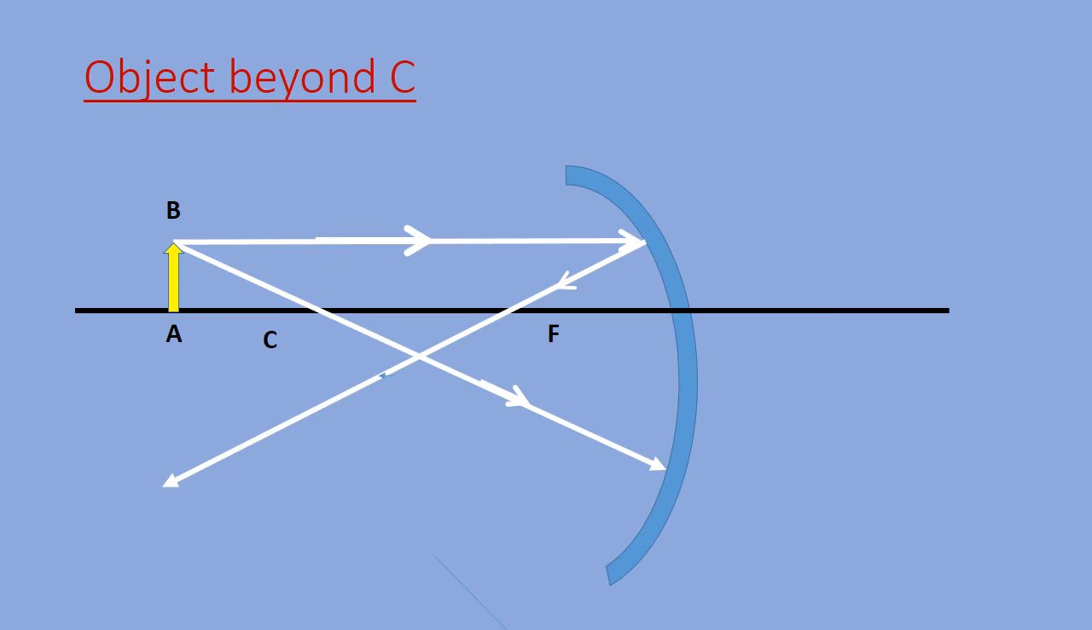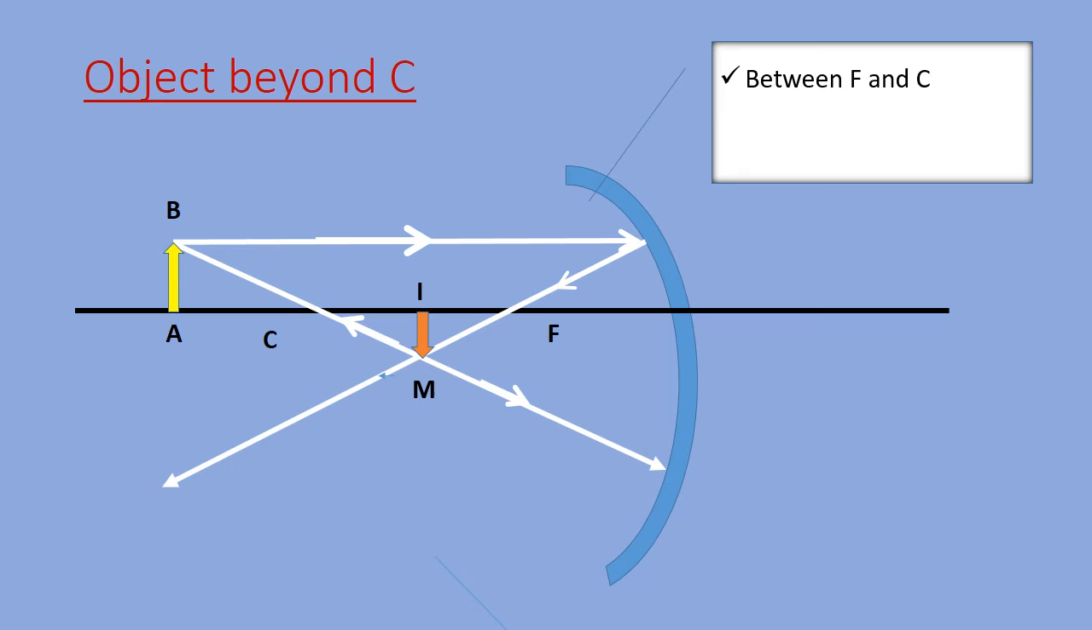Now looking at the 2 reflected light rays, these 2 reflected light rays meet at a point. Now the image would be formed at this point M. From the diagram, the image is diminished and it is formed between F and C. So the image in this case would be formed between focus and center of curvature. It would be diminished and it would be real and inverted.